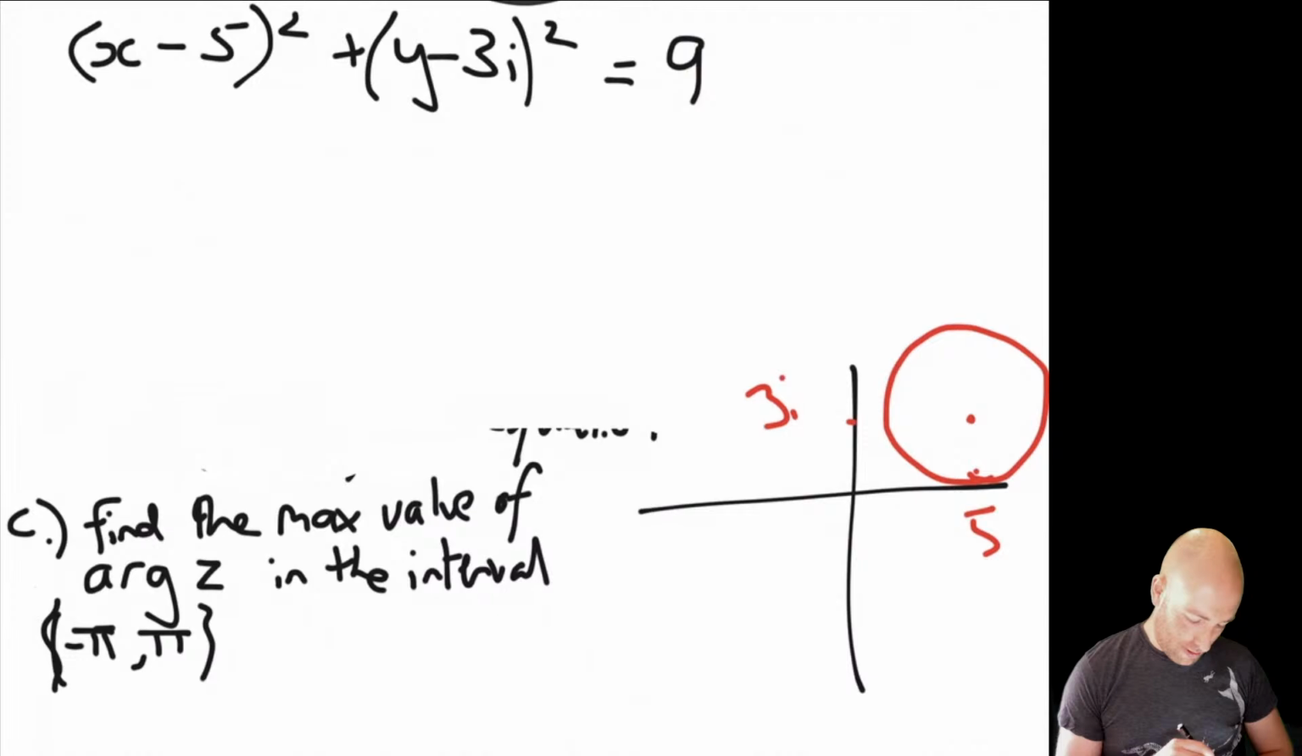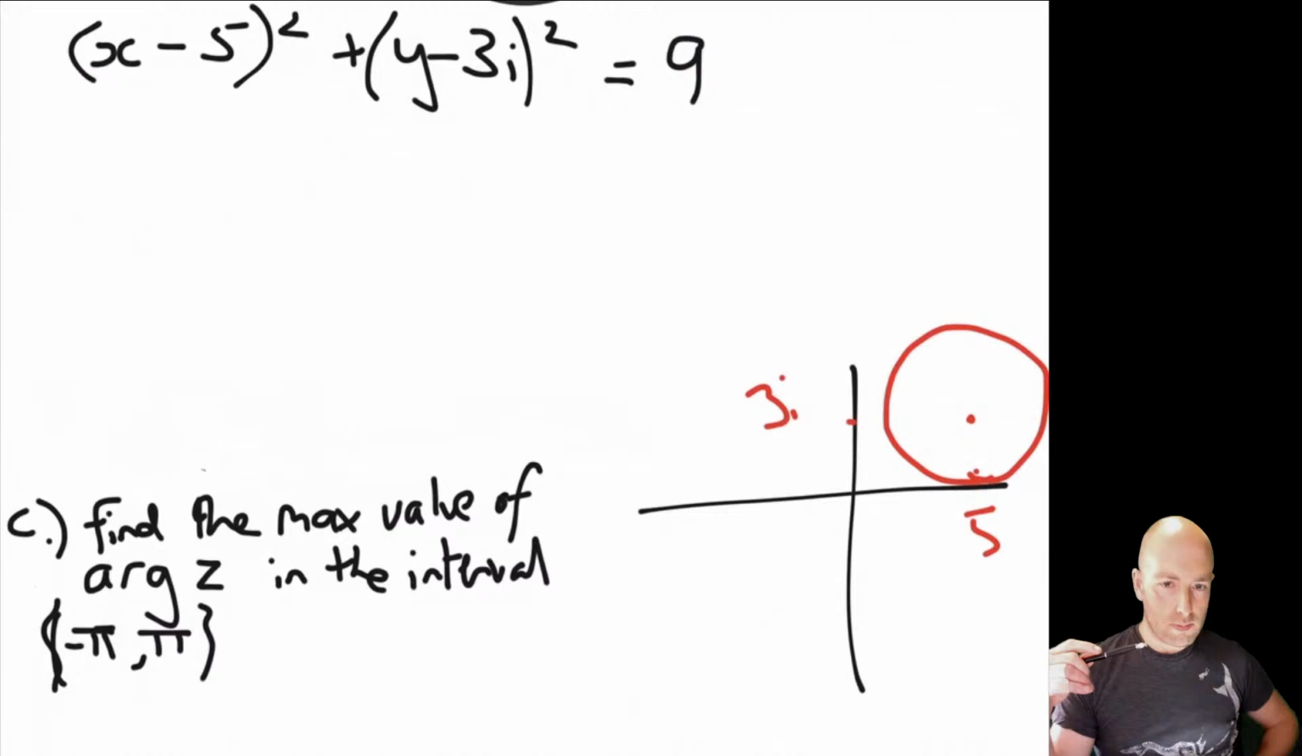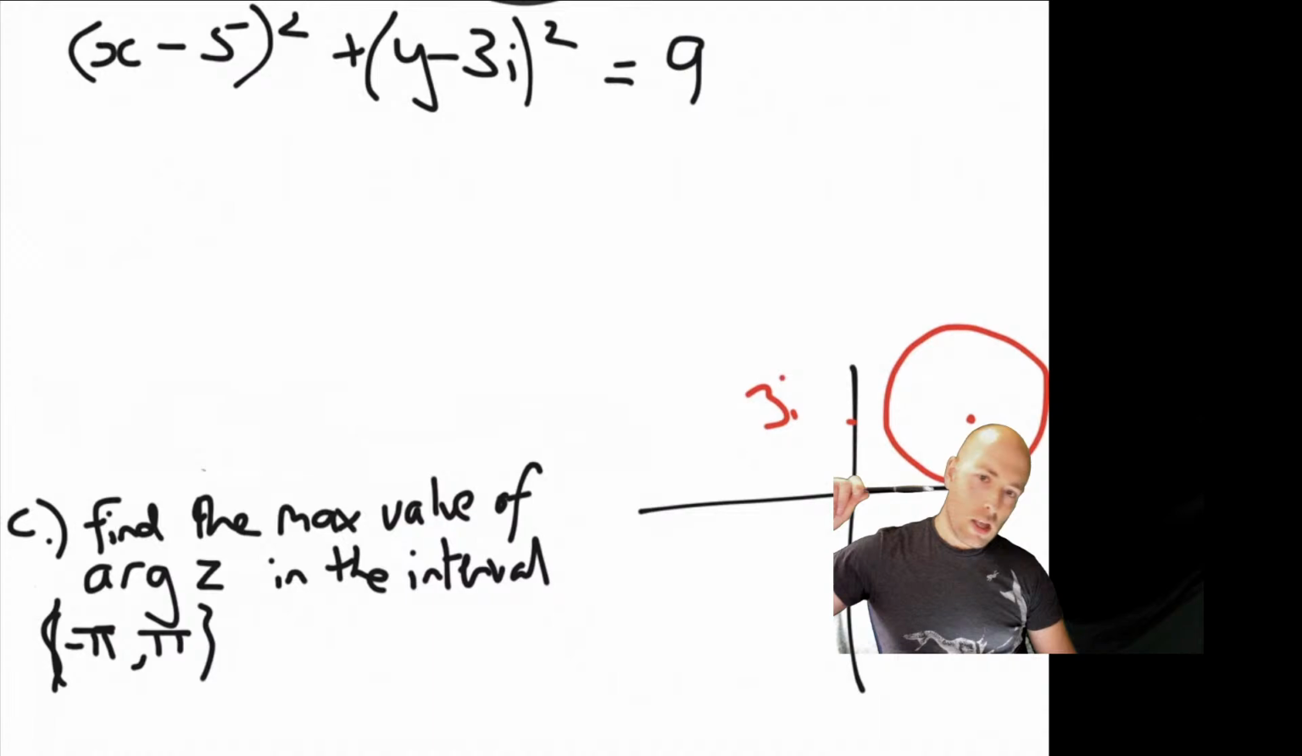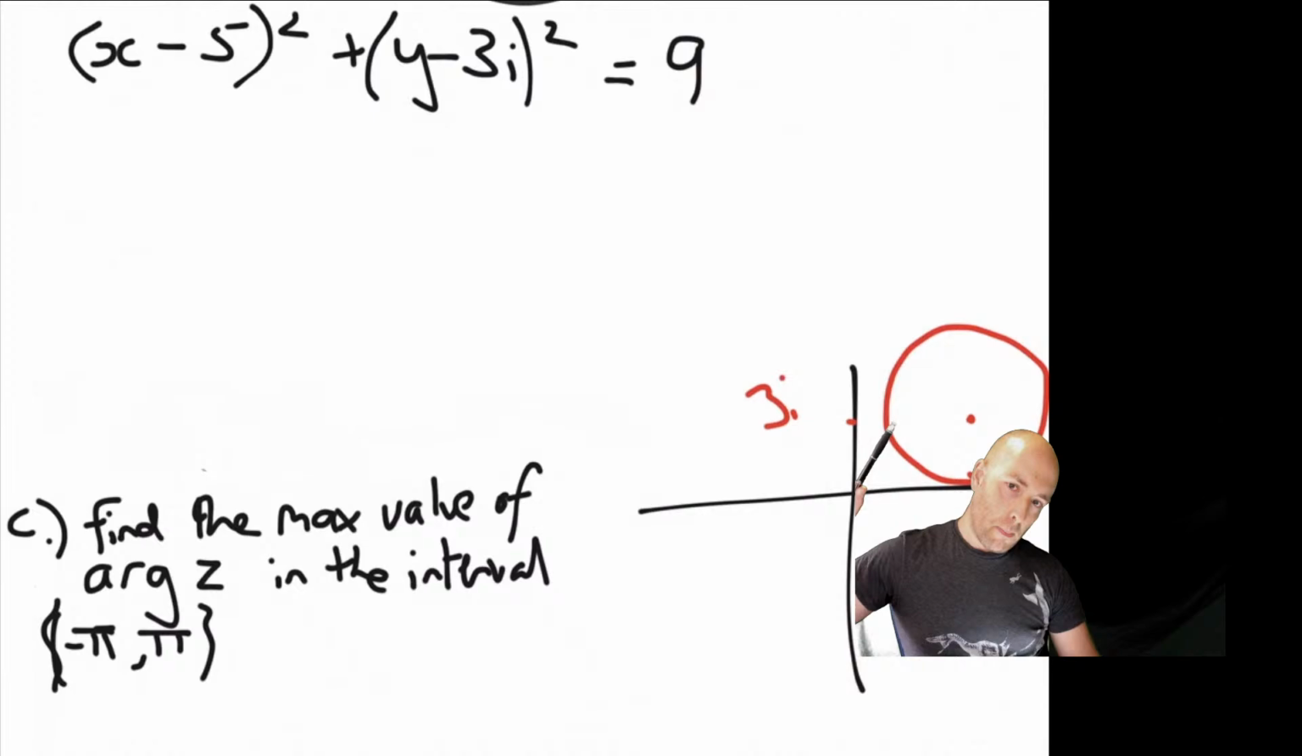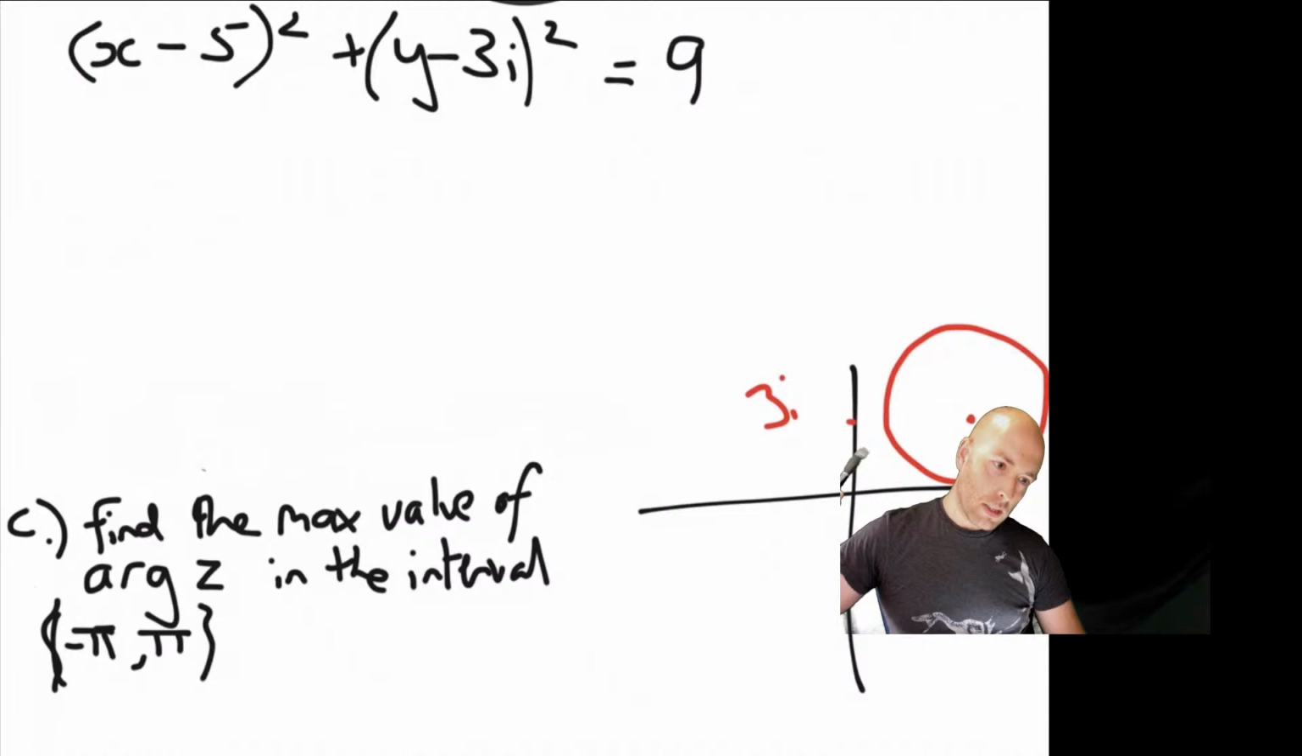Alright, last bit, which is the hard bit. Find the max value of the argument. So if you look at the sketch, what's the biggest? Okay, yeah, so we want the max value of the argument. So look, we could have there, rubbish argument, slightly bigger. The maximum value is going to be the value that goes up here. That's going to be the biggest angle that we can make with our axis.